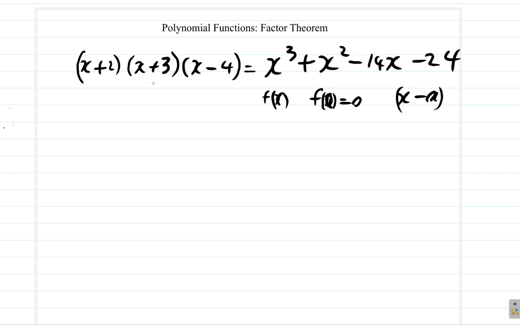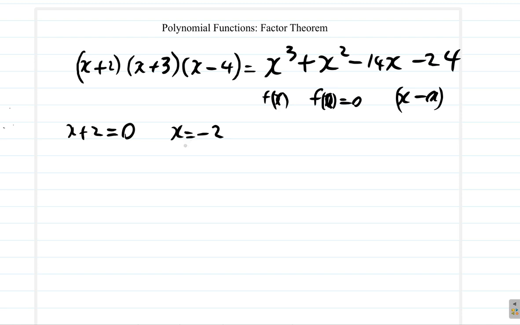So here we have x plus 2 by x plus 3 by x minus 4 equals x cubed plus x squared minus 14x minus 24. We can see the three factors here. In this case, x plus 2 is a factor, obviously. Now, if we make x plus 2 equal 0, then x is equal to negative 2. What the theorem says is, if we make x equal negative 2 and put it in there and we get 0, then x plus 2 is a factor.